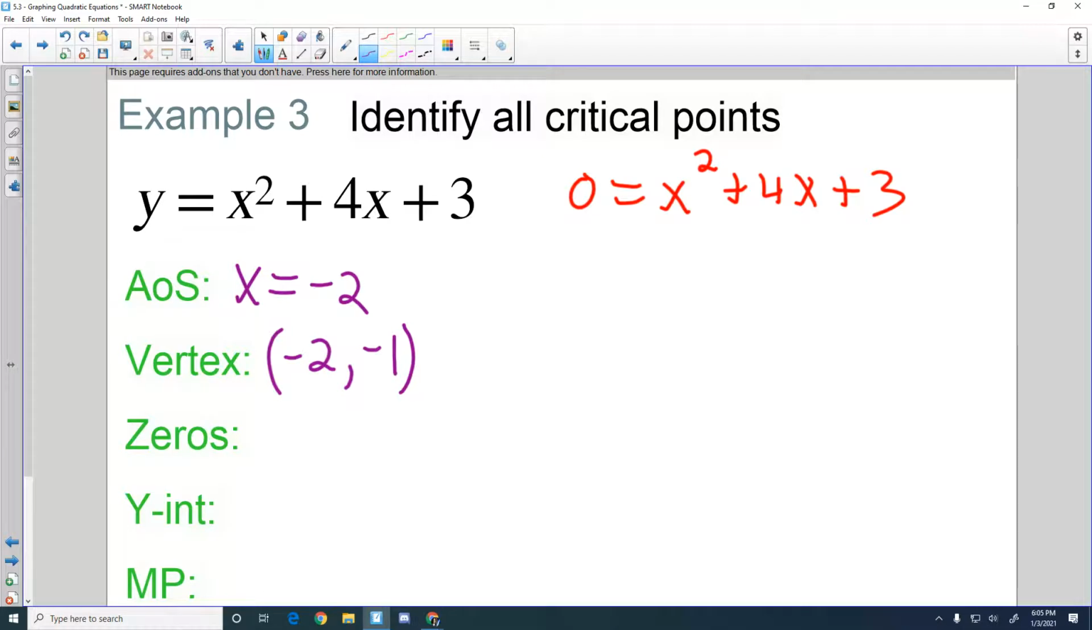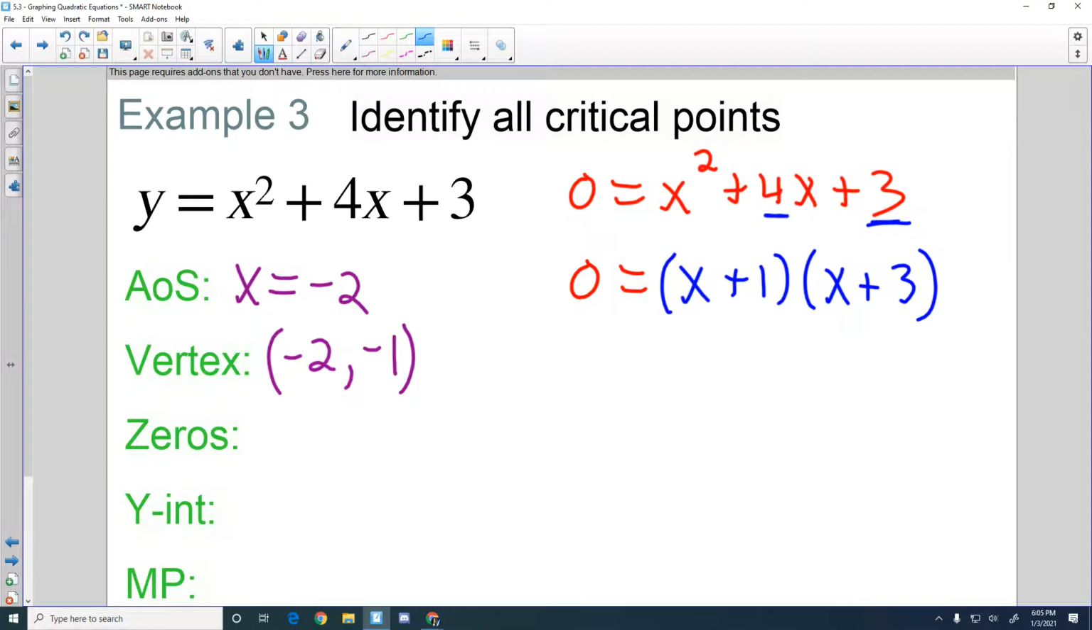In this case, this one can easily be factored. You simply look at b and c, and you're asking yourself, hey, which 2 numbers multiply to 3 and add to 4? Well, the only 2 numbers that multiply to 3 are 1 and 3. And so we'd write this as x plus 1 and x plus 3. And then using the zero product property, we know if I'm multiplying 2 different factors and the result is a 0, then one of those 2 factors has to be a 0.